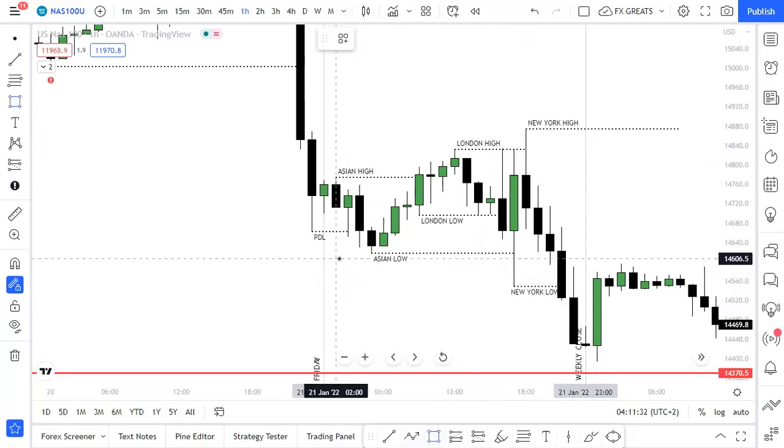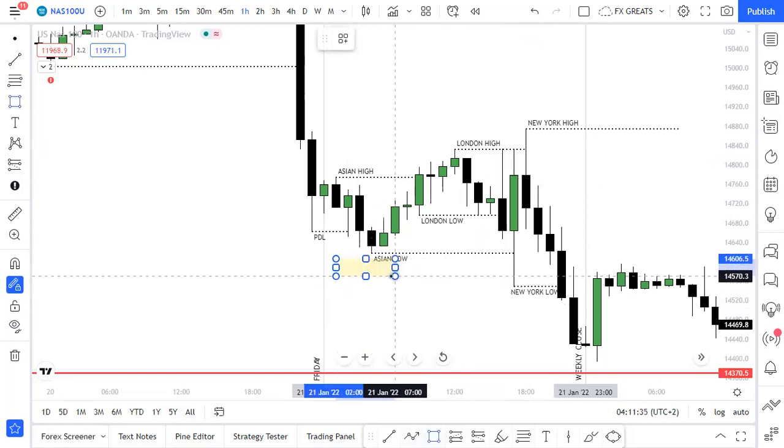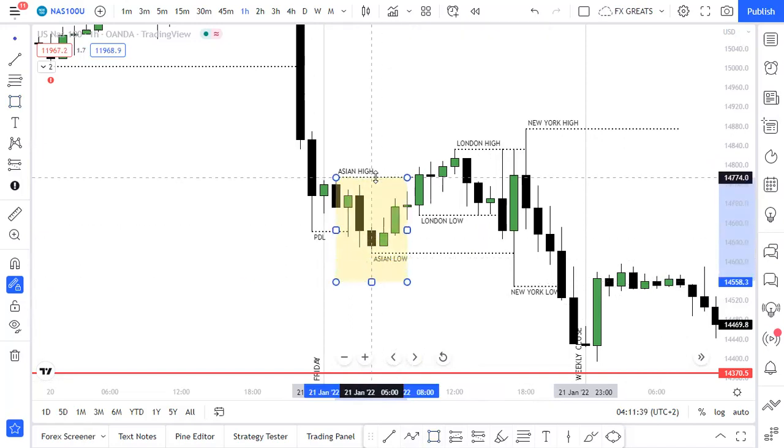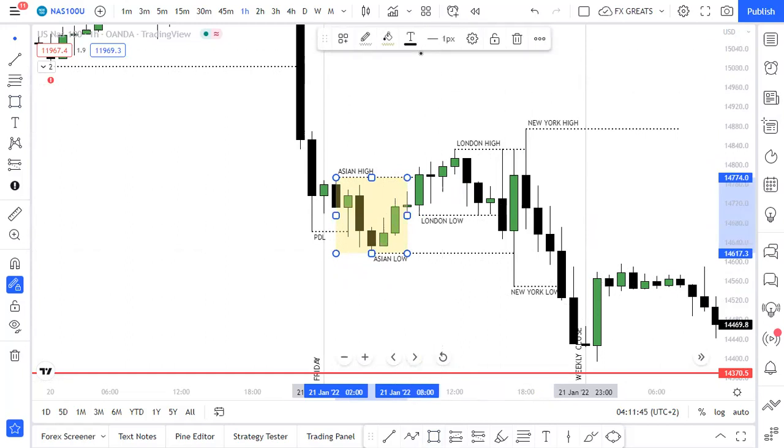Okay, let me just mark them so that you can see them properly. You want to add more colors, man. Is this thing going to be colorful? Yeah.